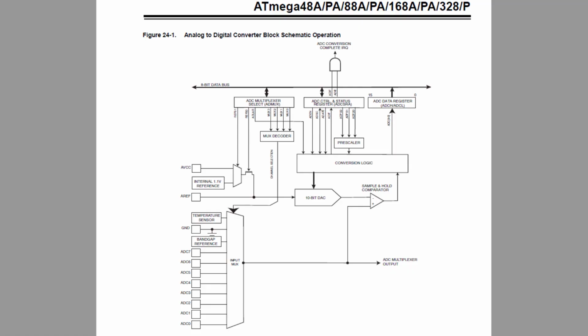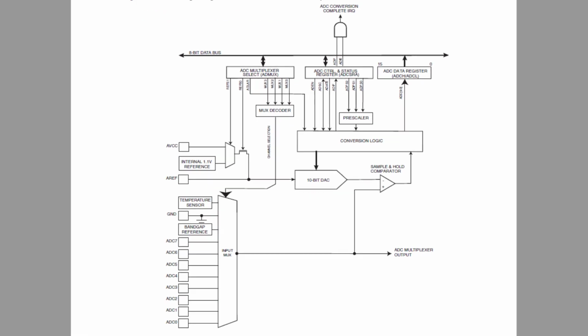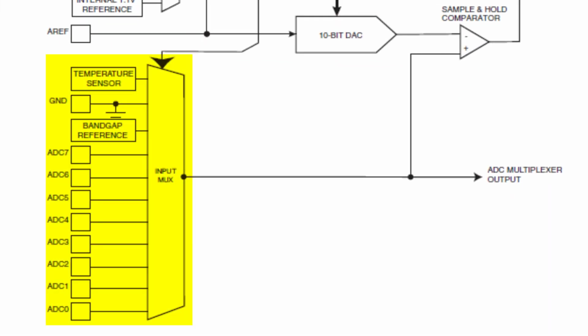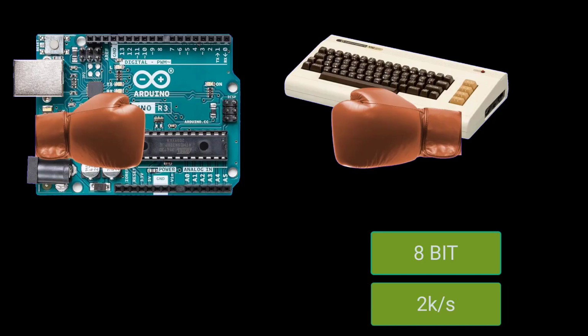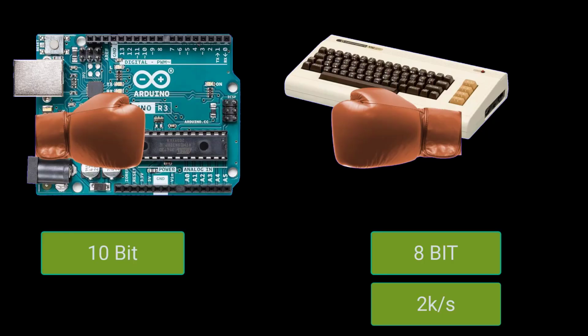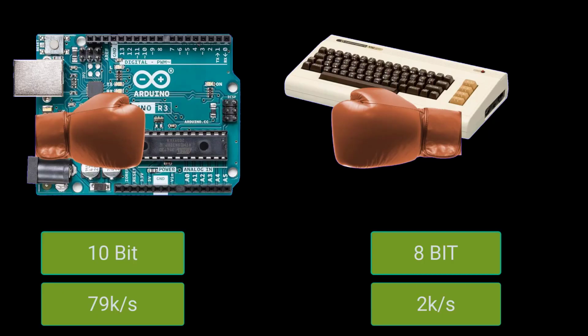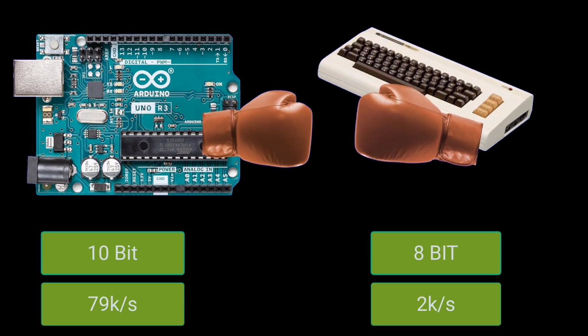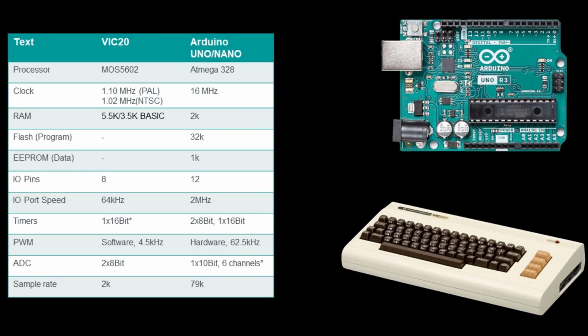In contrast to the VIC-20's control port, the Arduino's AD converter can be multiplexed so that up to 8 parallel analog inputs are available. Its resolution is 10 bits and it can sample up to 79K per second. And once more the winner is the Arduino. Okay, the Arduino is so much better in all respects.